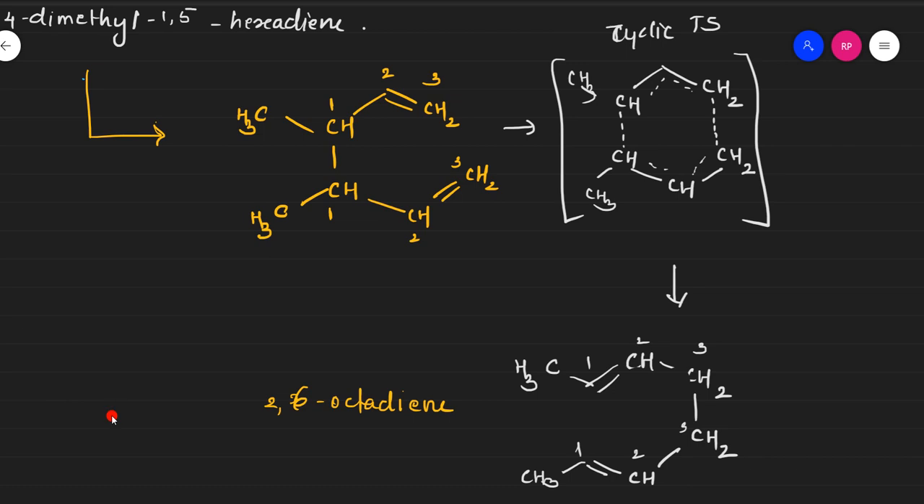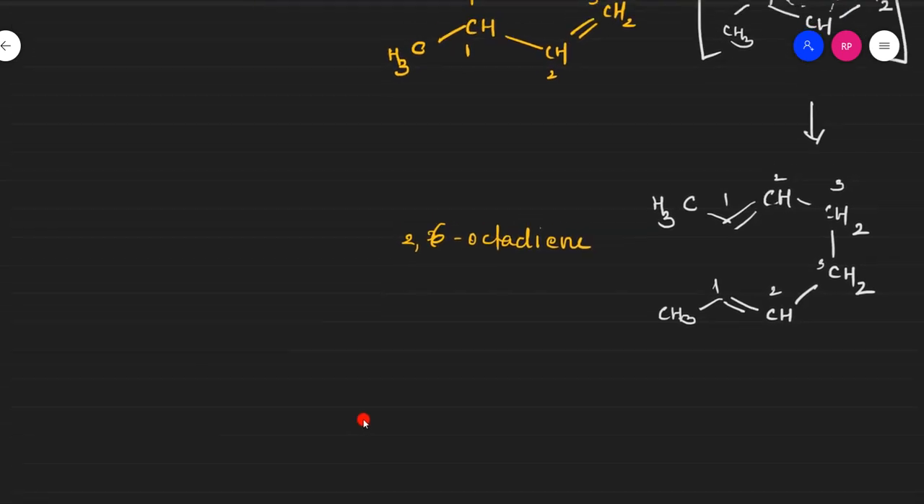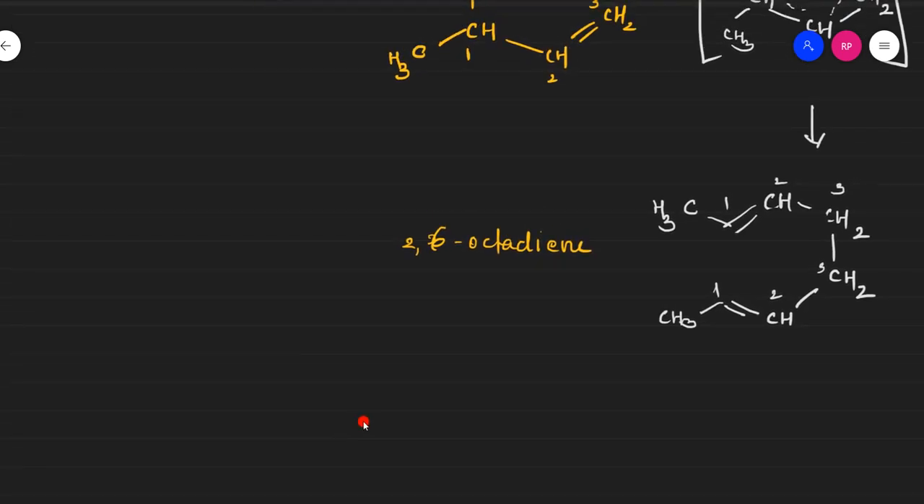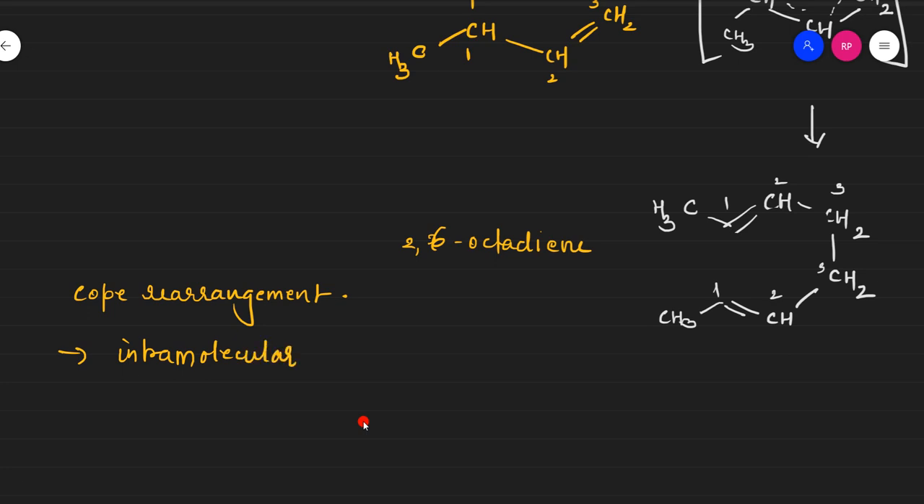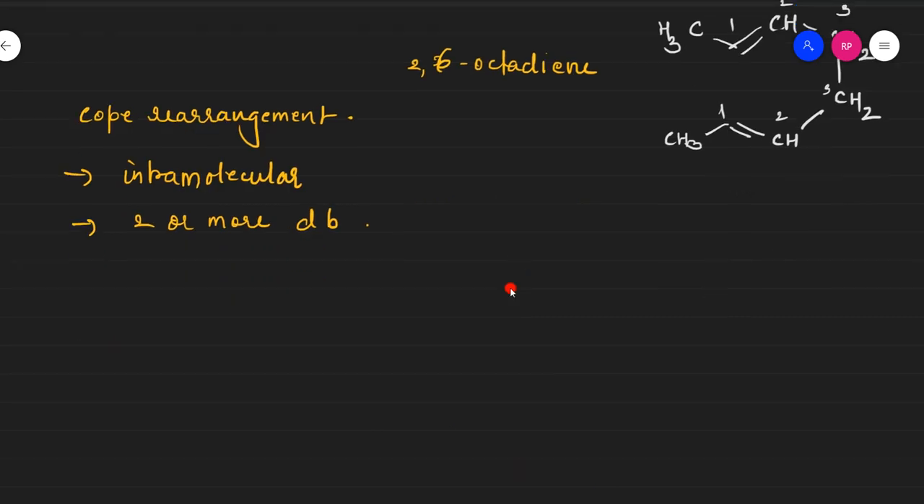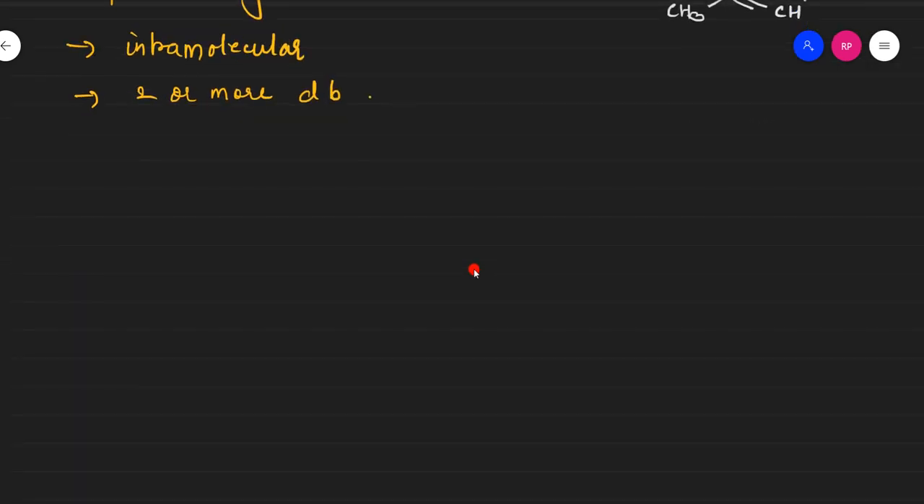Okay, this is your sigmatropic reaction. This is 3,3 sigmatropic. This is called the Cope rearrangement. So what are the keywords that you need to remember? Of course, this is pericyclic, so this is an intramolecular rearrangement. It is shown by compounds having two or more double bonds. Unsaturated systems show this type of rearrangement. Let's go for one more example.